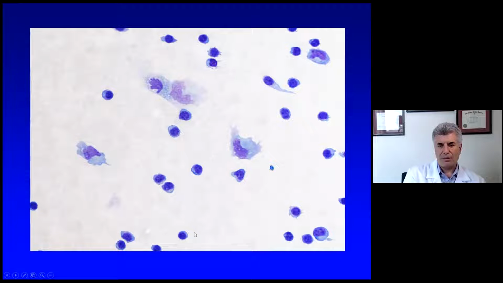He had about 80% lymphocytes, but these are very abnormal cells with this pale blue cytoplasm, very irregular, and this footprint-like nucleus here.